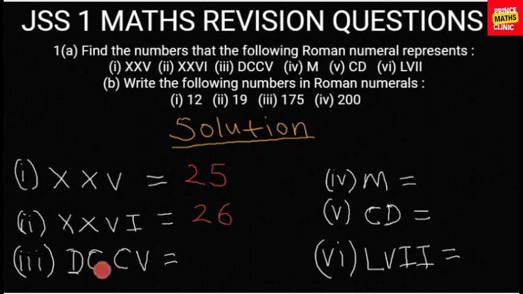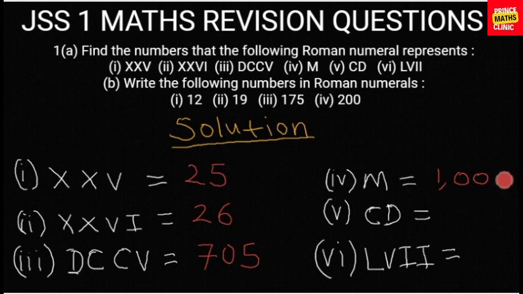Then let's continue. D is 500. C is 100. As we know, V is 5. So let's go. 500, 600, 700, 705. So this becomes 705. Then M is 1000.